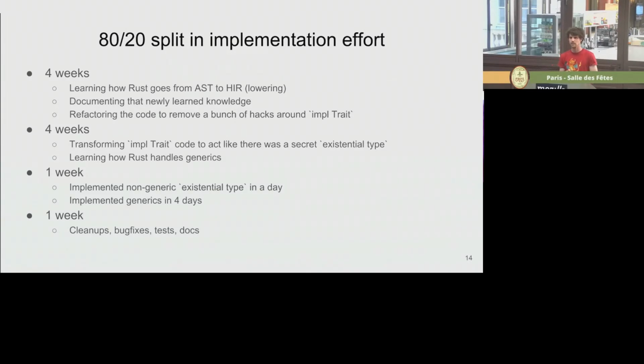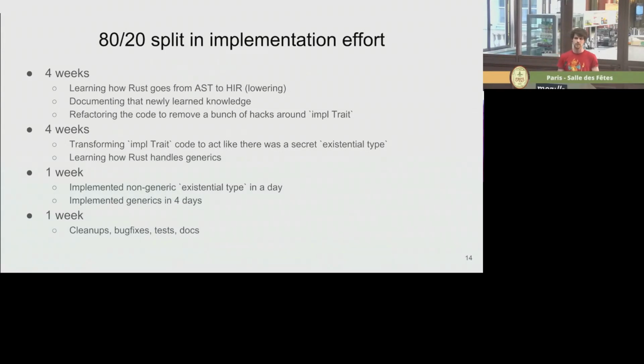So the last 3 months have basically been a perfect example of the 80-20 split in implementation effort. The first 4 weeks I've been doing just work trying to figure out how all this types resolution works in the compiler. I've been documenting some of it, and I've been refactoring it to make it a little bit easier for me to work with. The next 4 weeks, I've been transforming impl trait into something that looks already more like the existential types we have right now. So we're basically generating an anonymous existential type every time you use impl trait in the argument or return position.